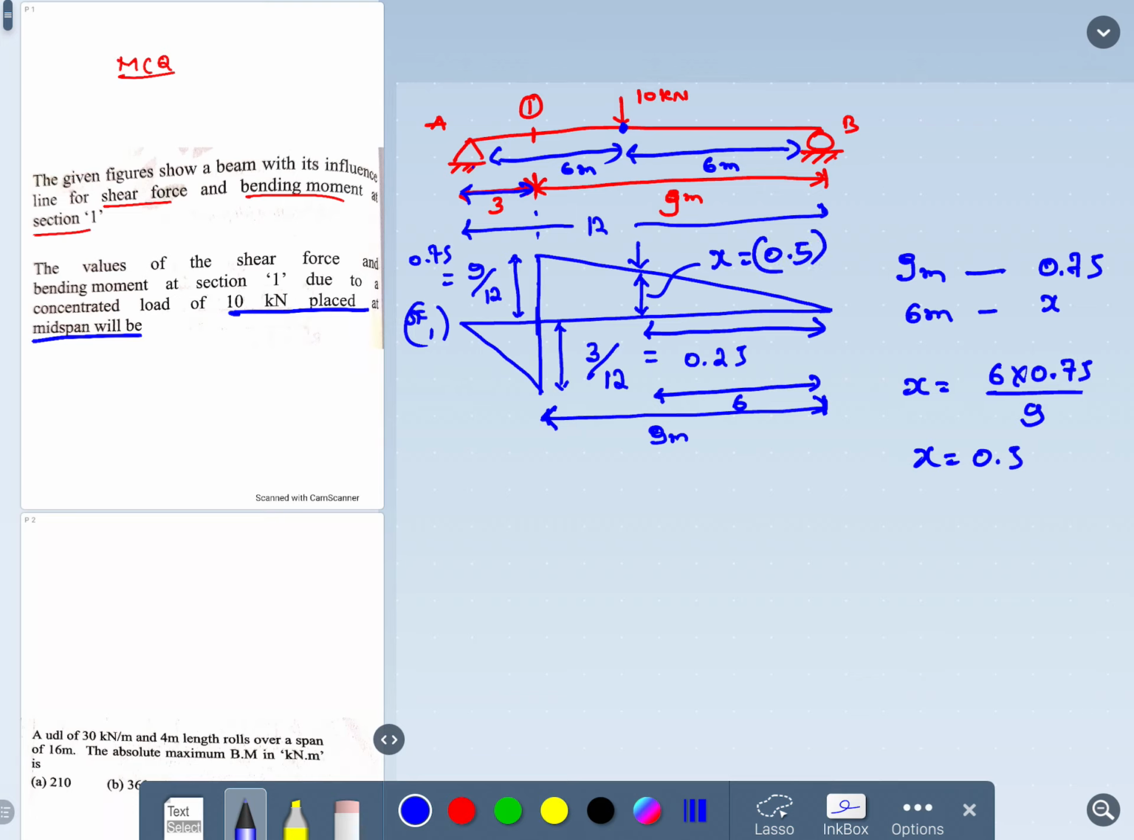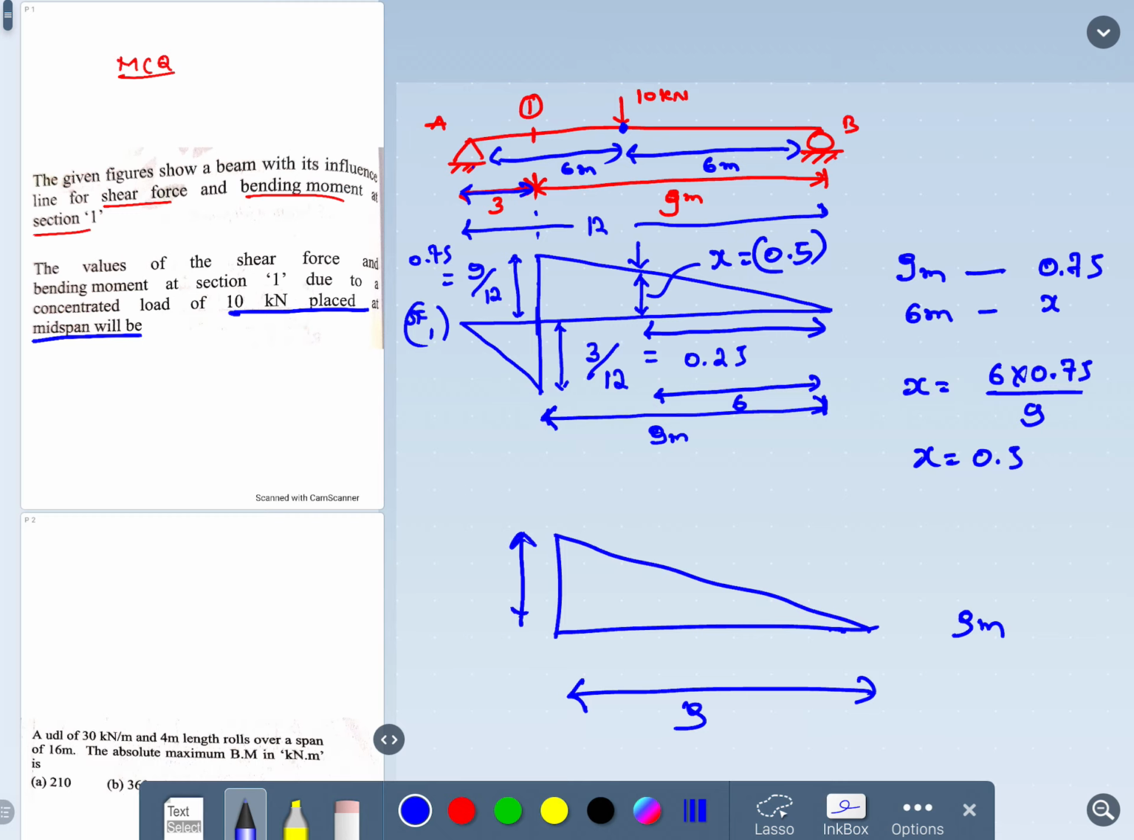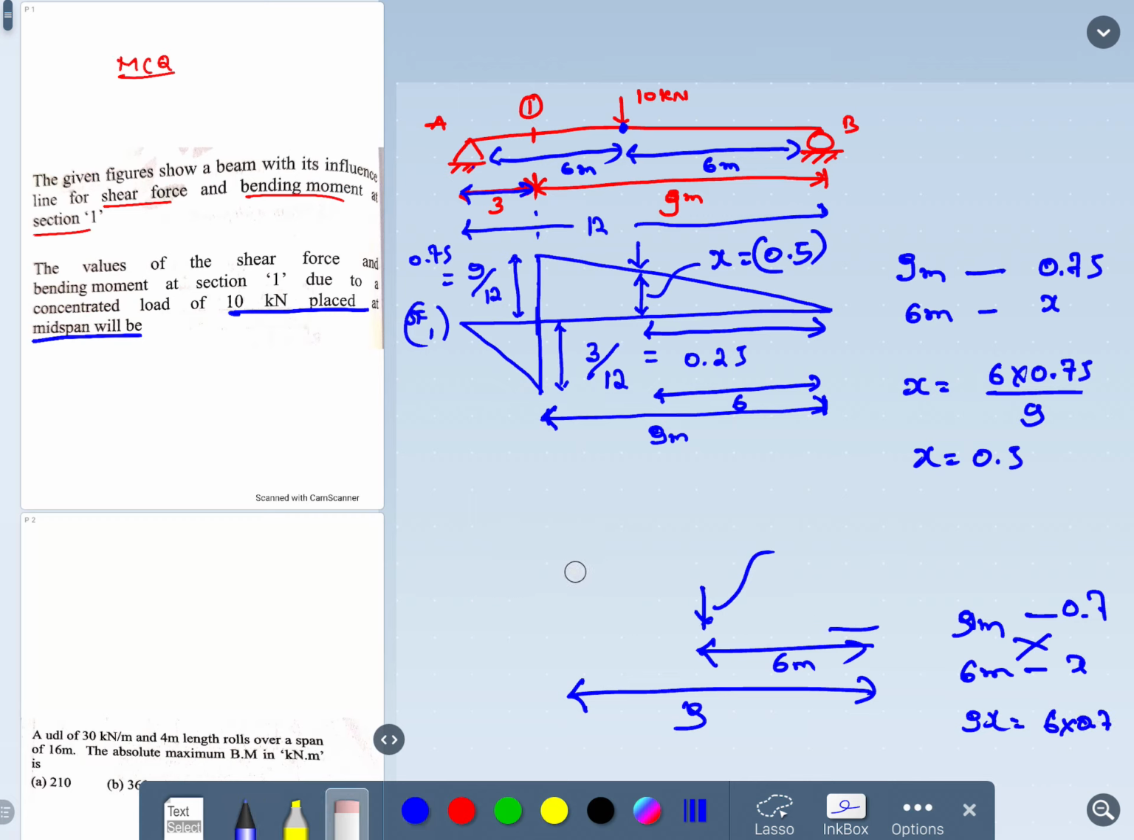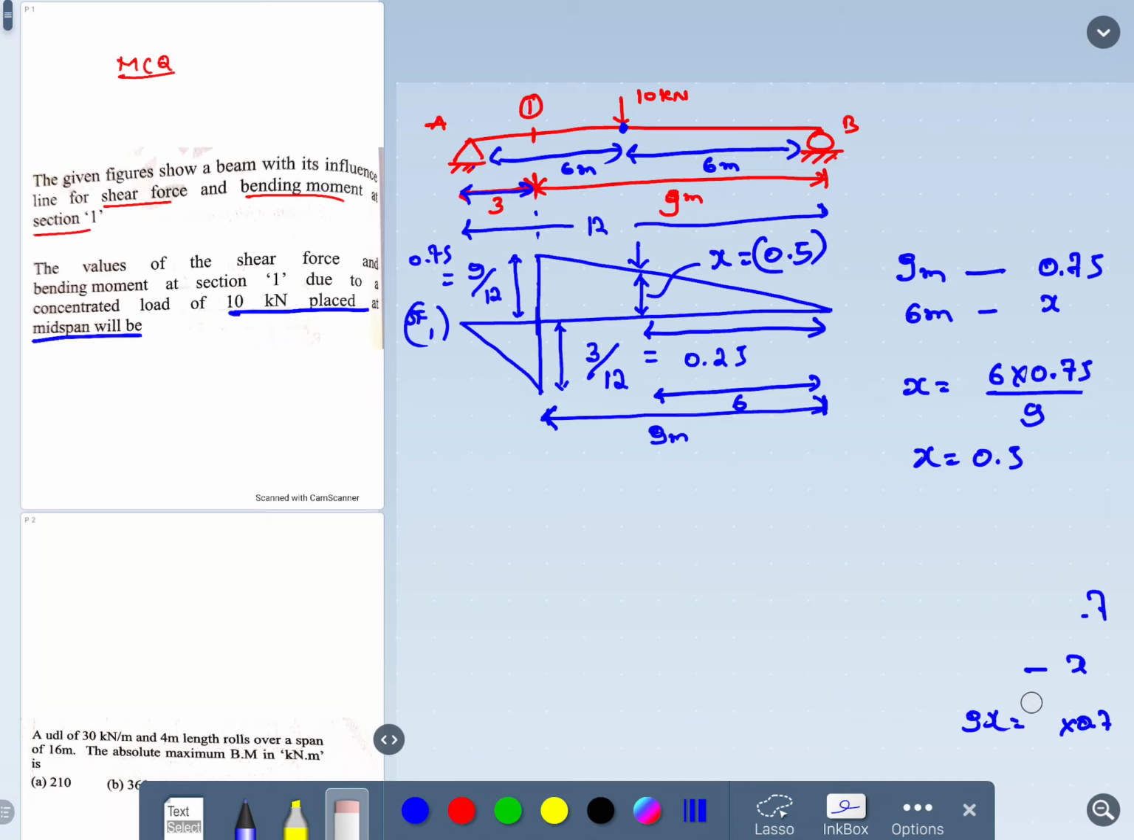Whenever you come across this kind of condition, you need to make use of the concept called similar triangles. That is very simple. This is 9 meters, right? For 9 meters, what is the ordinate distance present here? The ordinate distance is 0.75. And for 6 meters, what is the ordinate distance? Then you need to make use of cross multiplication, where 9x is equal to 6 into 0.75. So this is the concept and strategy you need to follow. I'm just rubbing it off.